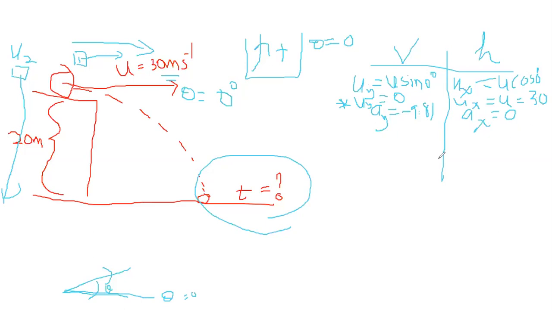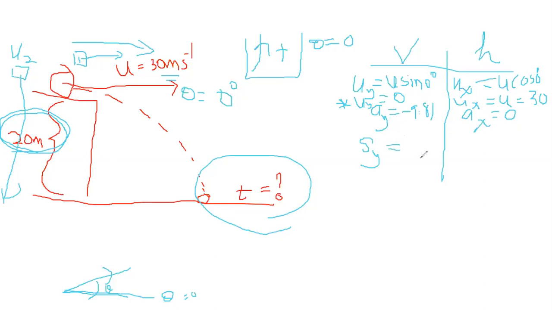Okay, now can you find the total time? How do you find total time? Do you go vertical or horizontal? Which side do you have 3 pieces of information? This 20 meter is what information? Height. Sy or Sx? This 20 meter is your Sy. So Sy is 20 meter.